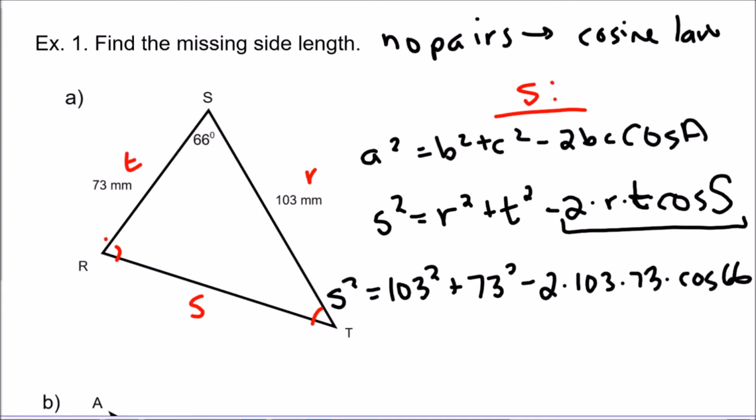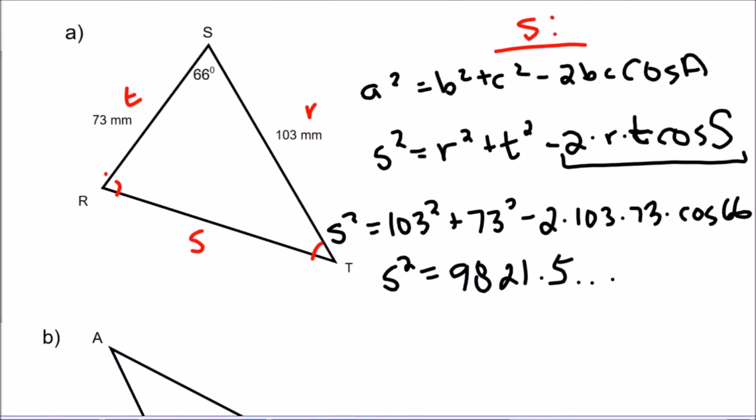So back in my notes, s squared is equal to, and this big whole side was equal to 9821.5-ish, right? We've kept all the decimals in our calculator, but that doesn't really make sense in the question, right? If one side is 73, another side is 103, if our third side is almost 10 times as large, that's probably not quite right. And that's because we still need to find s.